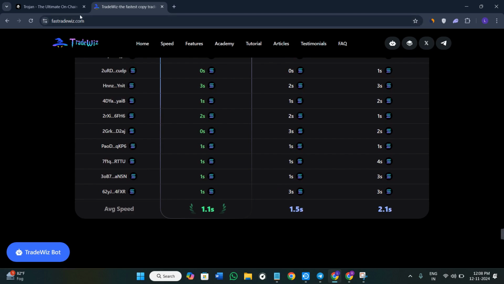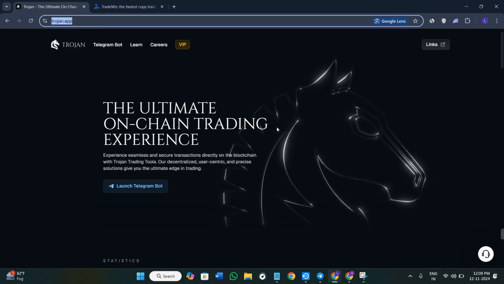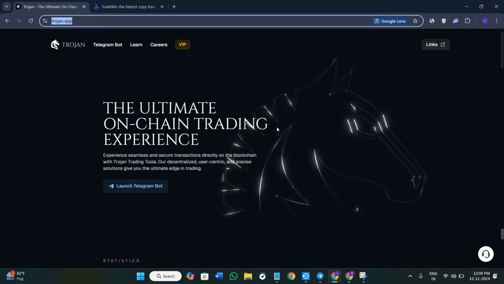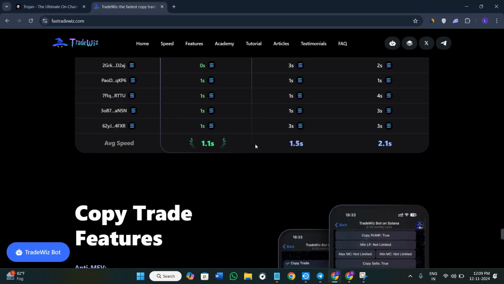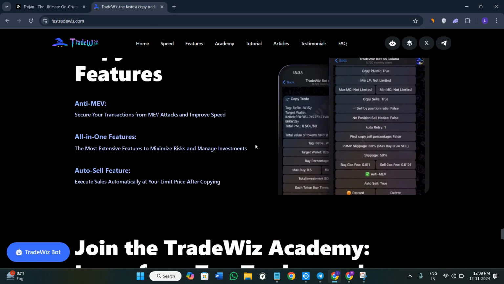So, if you are looking for simple, fast trading, Trojan bot is the way to go. But if you need more control, security, and data-driven insight, TradeWiz is a better choice.